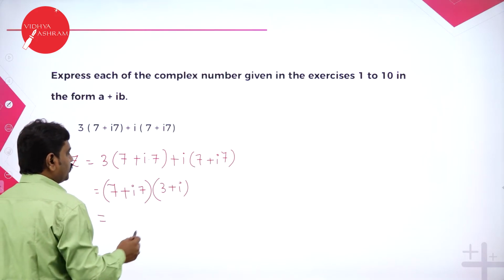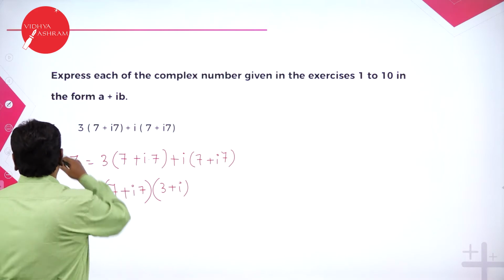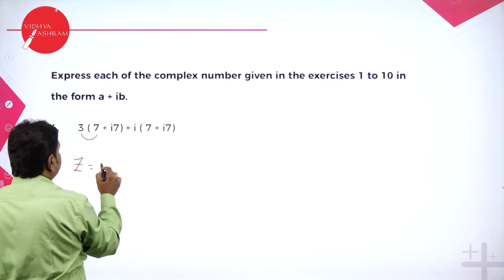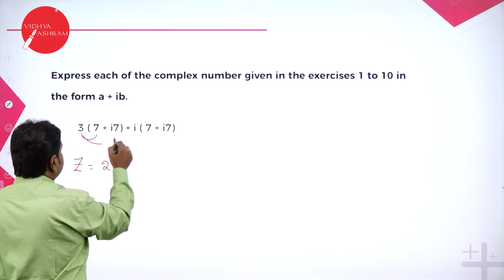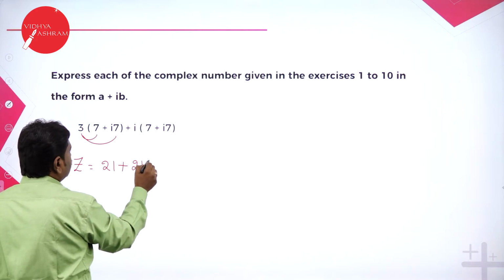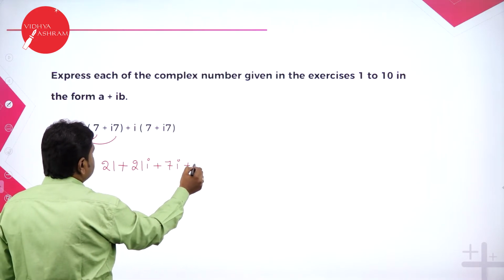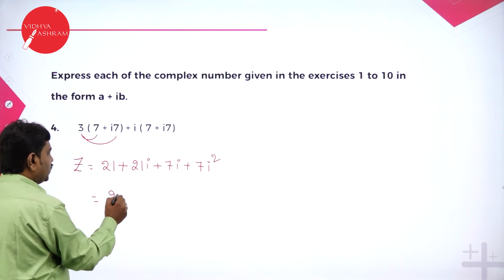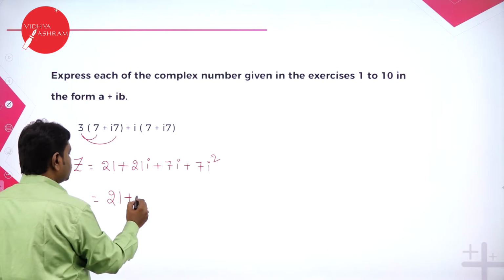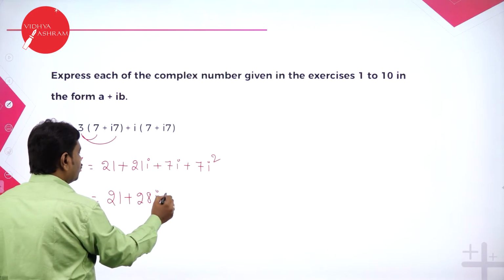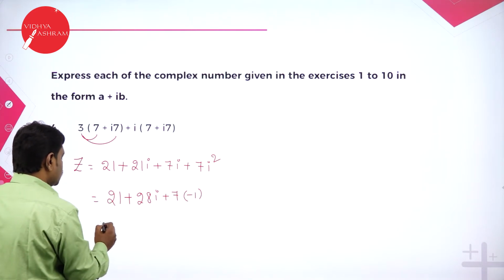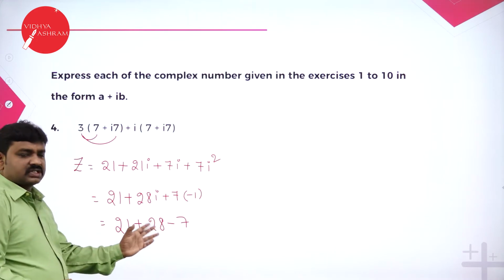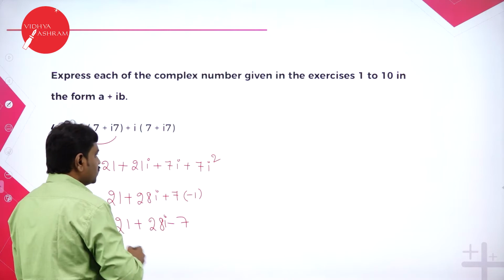Now you multiply, or otherwise directly you take and multiply. So 3 into 7 is 21, plus 3 into 7i is 21i, plus 7 into i is 7i, plus i into i square, 7i square. So further it will become 21 plus 21i plus 7i is 28i, plus 7 into i square is minus 1. So 21 plus 28i minus 7. Now simplify this further.